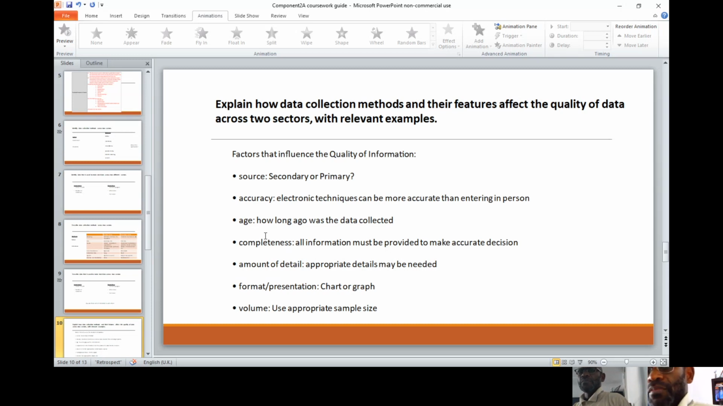And the volume of the information. You cannot present so much information on a slide and expect people to understand it. You've got to have the right balance. So these are the features that will guide, that will influence the quality of the data.